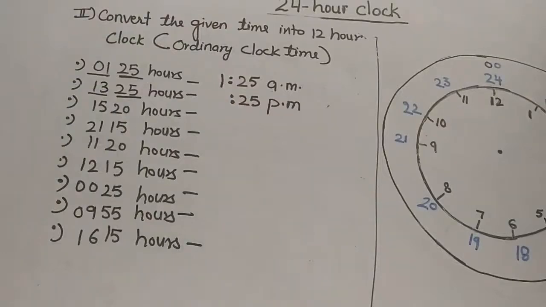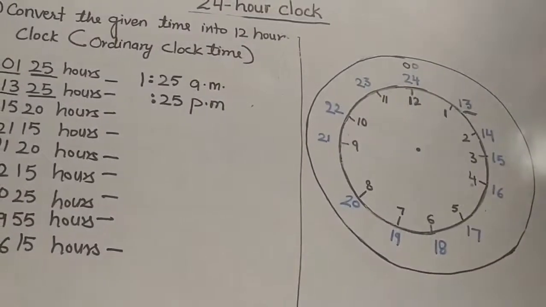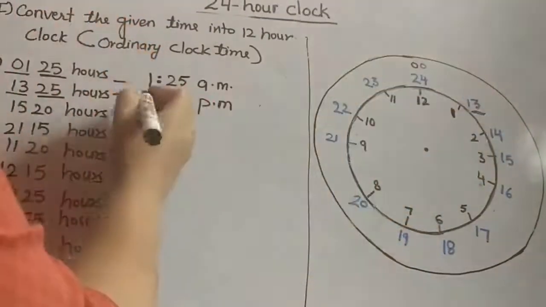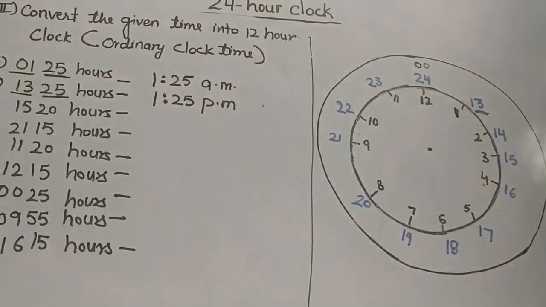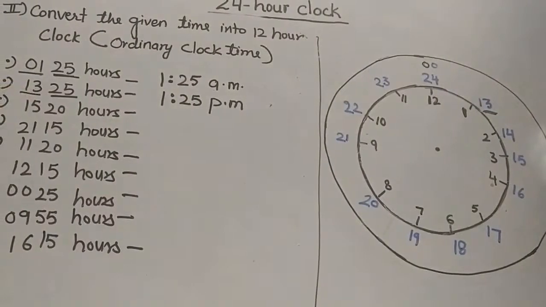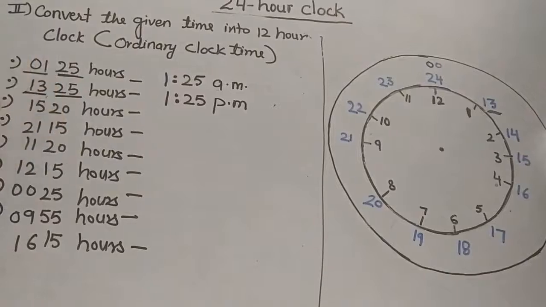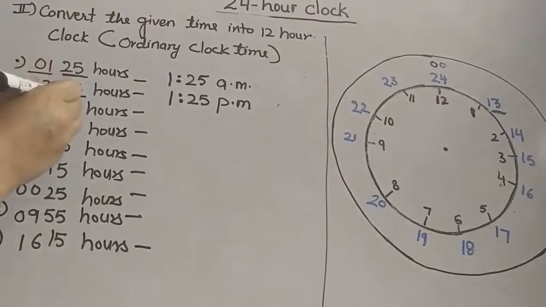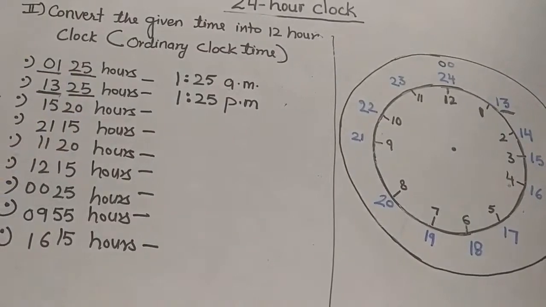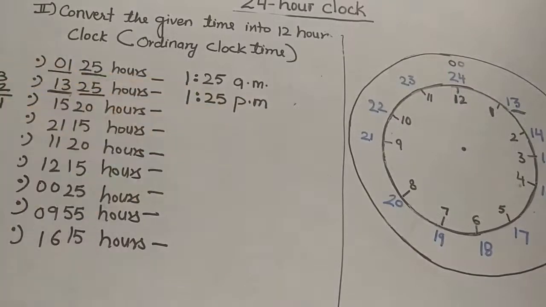Now the next step, we can subtract 12 from the hours. So what is left? 1. Or we can see the value of 13. It is given 1. So 1:25 p.m. Two methods are here. Either you can subtract 12 out from the given hours. This is applicable only when the hours are greater than 12. So the answer is 1:25 p.m.